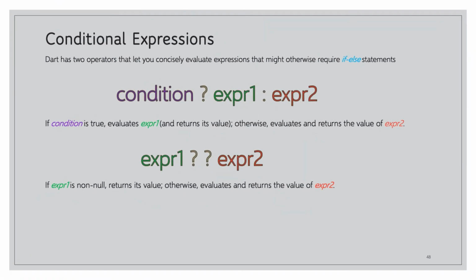Conditional expressions. This is another construct that many programming languages have. In some, you may know it as ternary operators. Dart has two operators that let you concisely evaluate expressions that might otherwise require flow control or an if-else statement. We haven't gotten to that yet, but it's coming up.